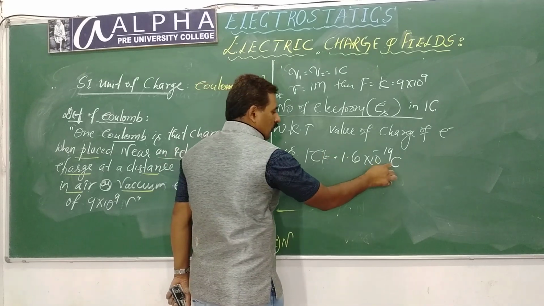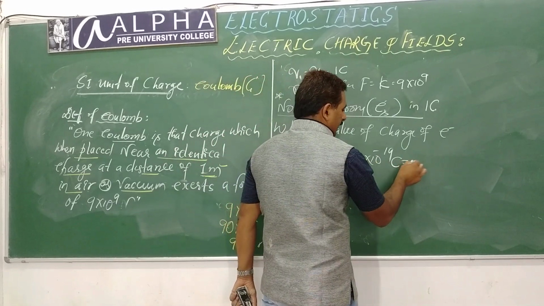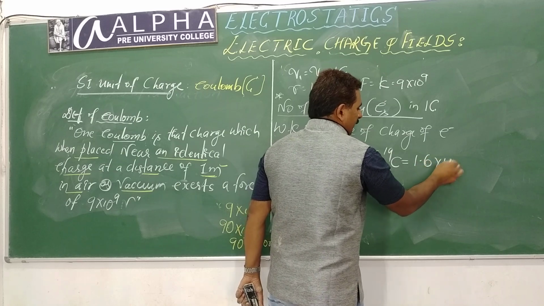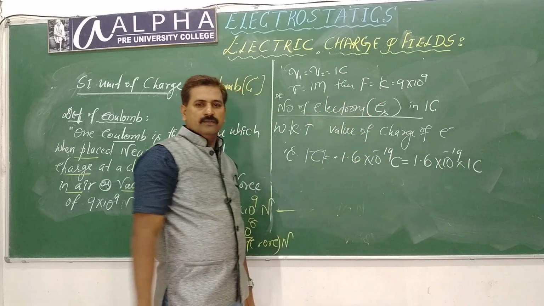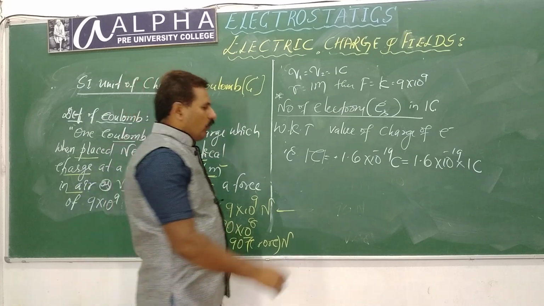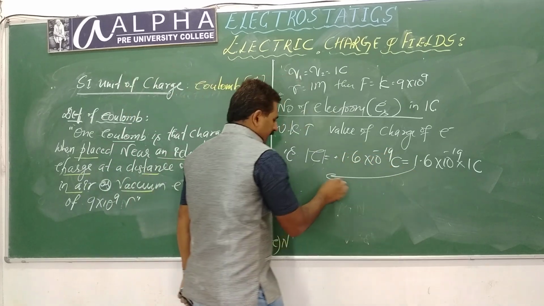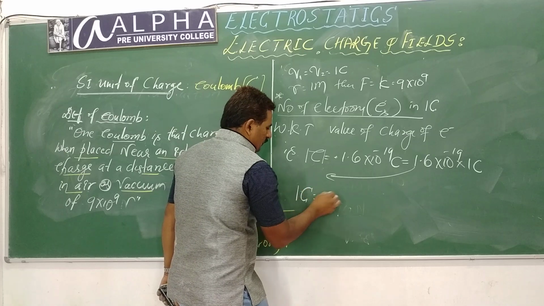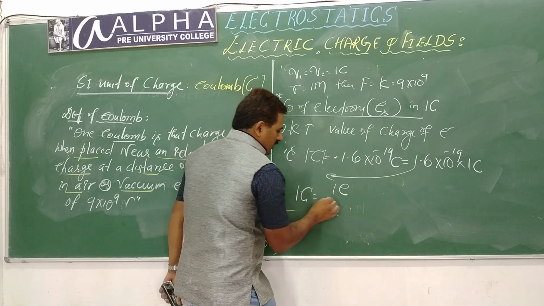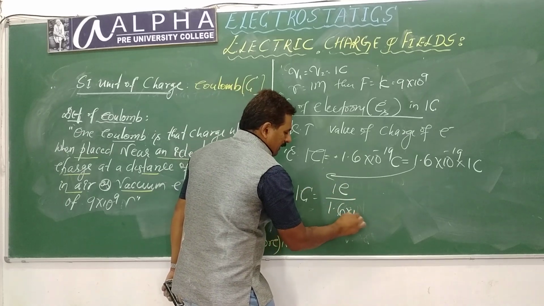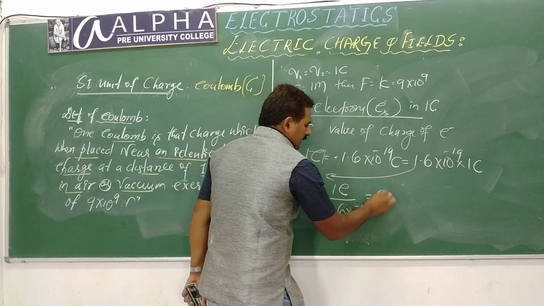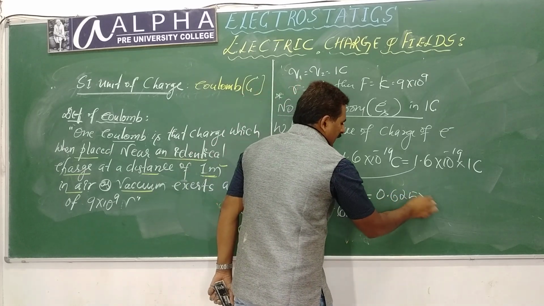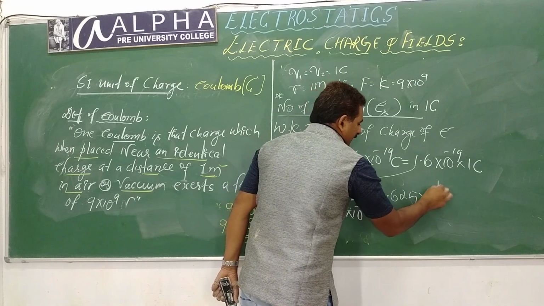Now solve for 1 coulomb. Can I write this way? 1.6 10 power minus 19 into 1 coulomb, right? You retain 1 coulomb there only, bring this here. So 1 coulomb equals 1 E electronic charge divided by 1.6 10 power minus 19. So this term comes to the numerator, it becomes 0.625 into 10 to the power plus 19.